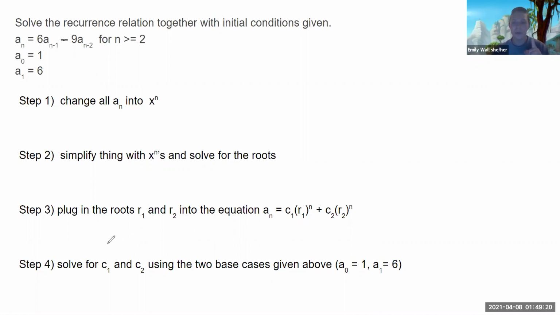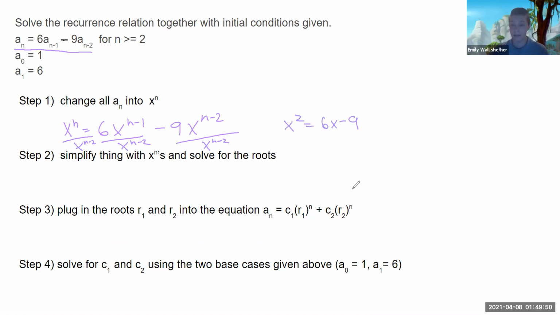Okay, so step 1, we take this recurrence relation, and anywhere we have an a sub n, we change to an x to the n. So we get x to the n equals 6 times x to the n minus 1 minus 9 times x to the n minus 2. Then we simplify this, and in this case, we divide each term by x to the n minus 2, which is really nice because we get x squared equals 6x minus 9.